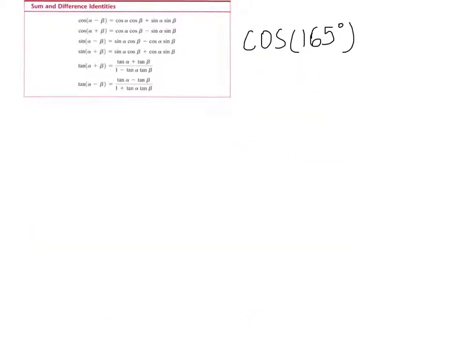Now let's look at cosine of 165 degrees. When you look at your unit circle, you might want to try and guess as to two angles that either add or subtract to that 165 degrees. In this case, 165 degrees is going to be a difference of 210 degrees and 45 degrees. So when we figure that out, we'll notice that we're going to use this identity.